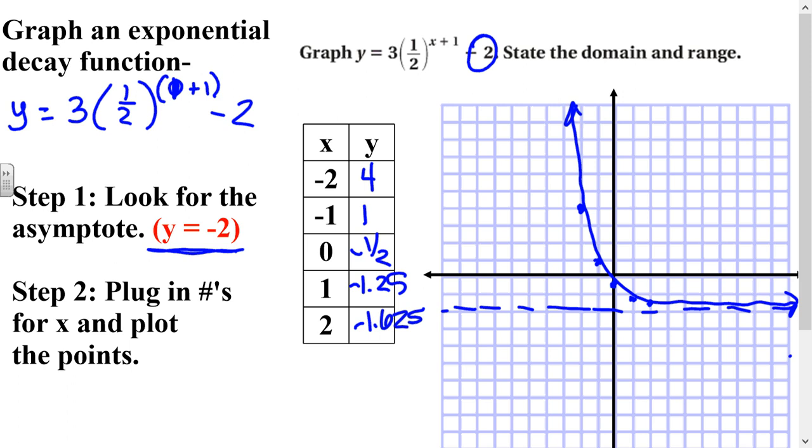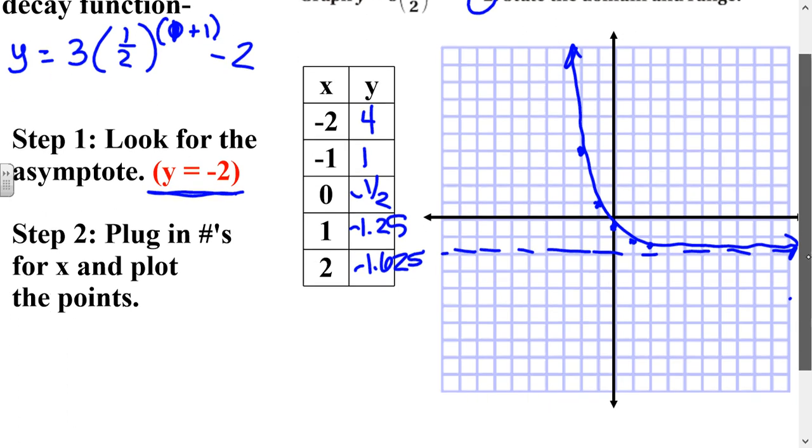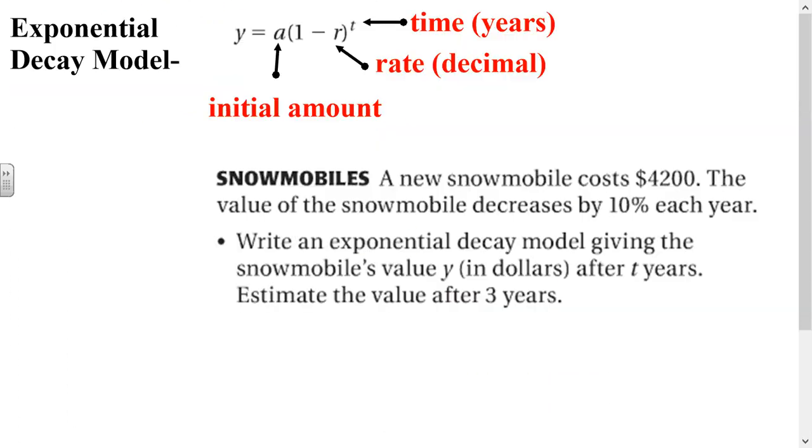You can keep plugging in numbers. If we plugged in 3, 4, 5, 6, it would keep getting closer and closer to -2 but never get there. So you would kind of start to see that the more points that you plugged in. So if you're not sure where the asymptote is, you can just keep plugging in more numbers and see where it flattens out. Okay? One last thing, the exponential decay model is the same as the exponential growth model.